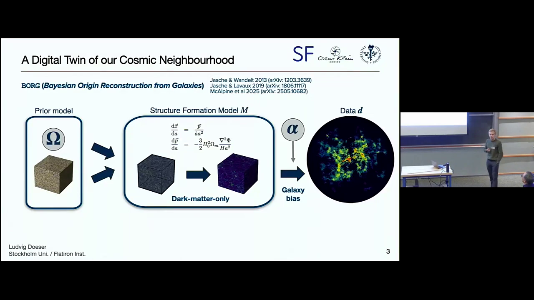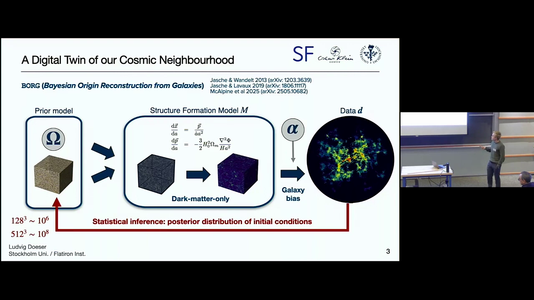Beatrice mentioned the Borg algorithm, and this is the one that I've been mostly involved with since I started my PhD, Bayesian origin reconstruction from galaxies, where you start off from some cosmological parameters and your initial density field. You pipe that through your favorite structure formation model, gravity only. What I will be talking about today is using a COLA PM method. Then you have this galaxy bias term where you basically translate from your dark matter output at redshift 0 to your galaxies using a galaxy bias model, redshift space distortions, selection effects, masks, and so on.